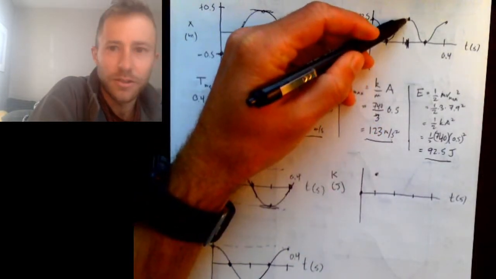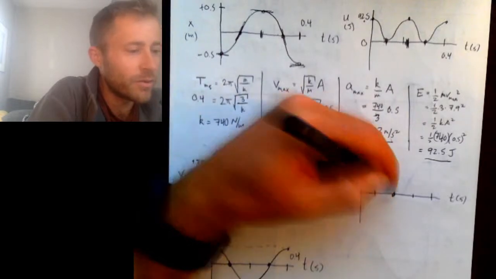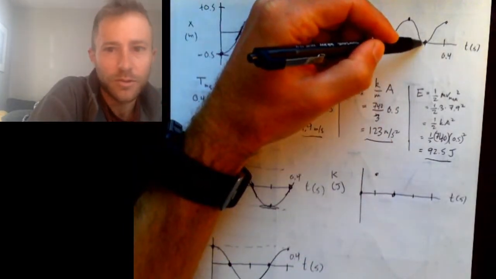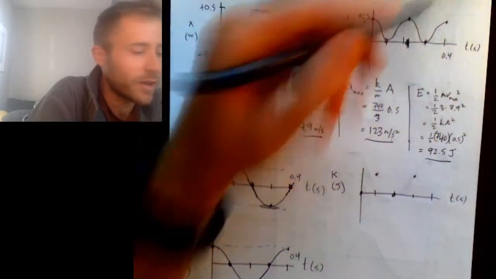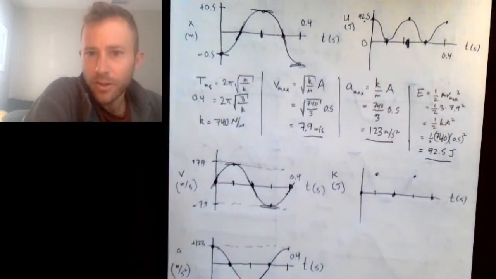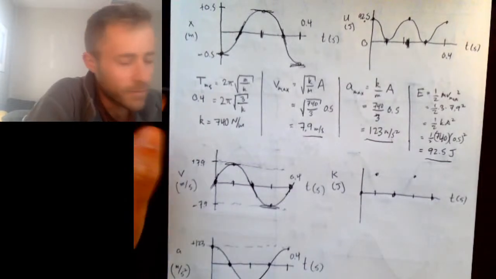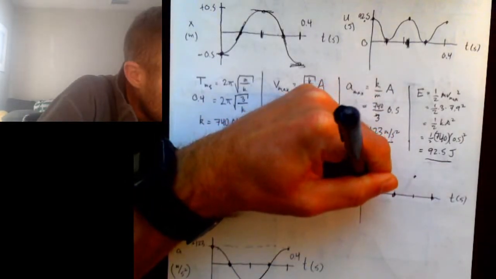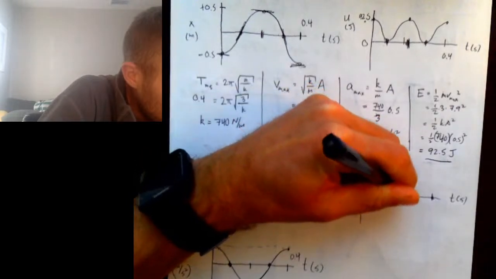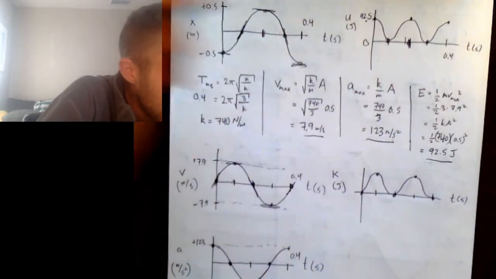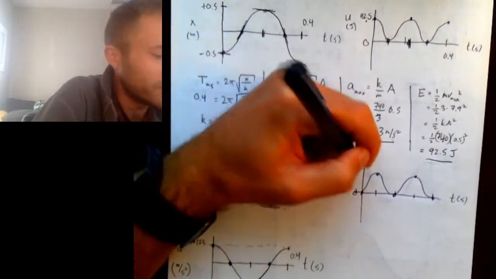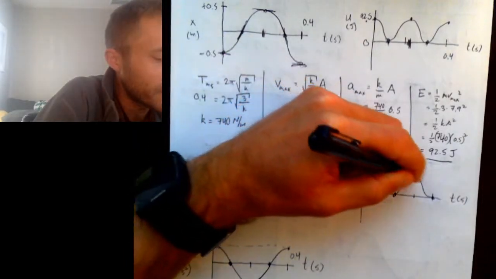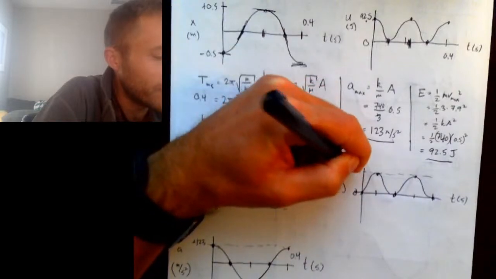Here my potential energy is high, so the kinetic is going to be low. Here the potential is low, so the kinetic will be high. And here the potential is high, so the kinetic is low. So I can get the 5 points that way as well. Connect them with a nice smooth curve. And then again, it wiggles between 0 and the total amount of energy, which is 92.5.